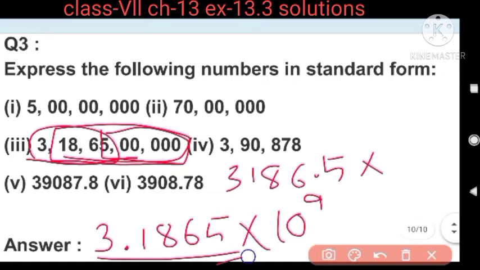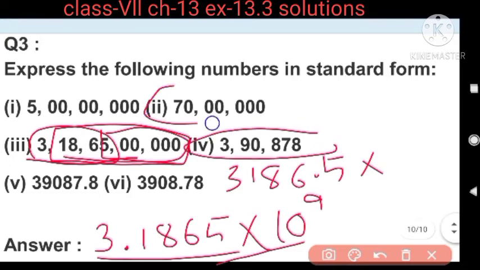So what is the answer? 3.1865 multiplied by 10 to the power 9. Now the power is positive because the question is without a decimal. The question is a non-decimal number, isn't it? It is not a decimal. So in the same way, question number 4 is your homework and question number 2 is your homework. Now I will explain question number 5.